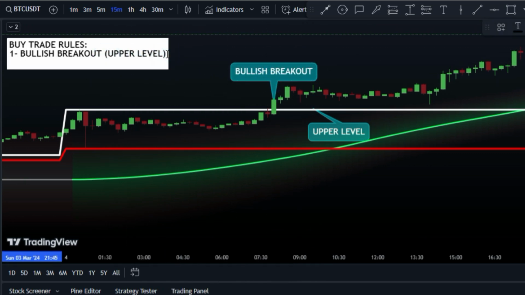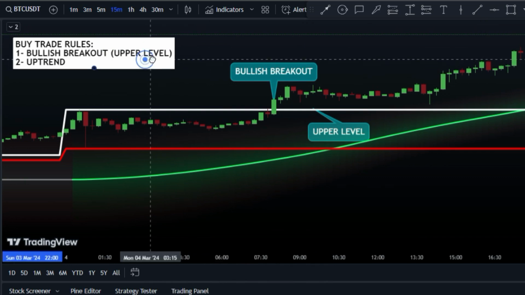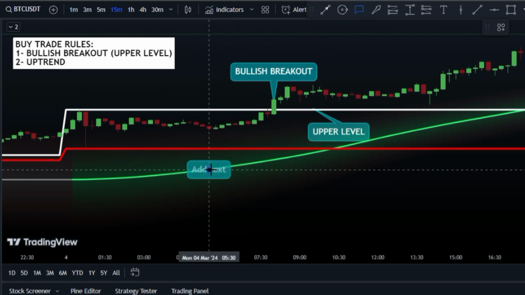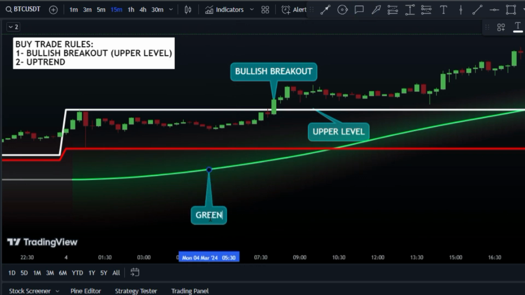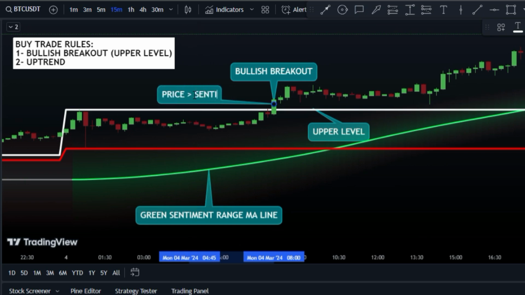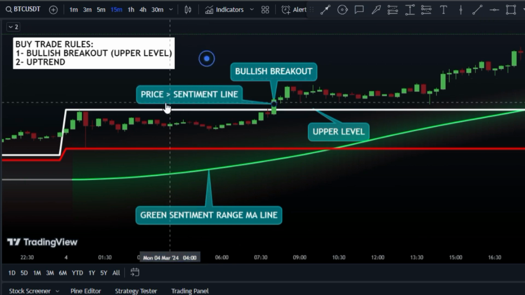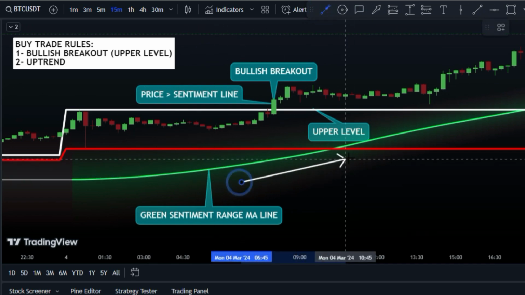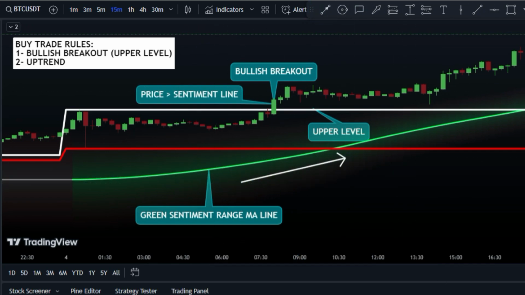It's essential to trade in the direction of the market trend. Since we're looking to enter a long trade, we must ensure that the overall market trend is upward. And to confirm this, the price should be above the green sentiment MA line. Only when both conditions are met should you proceed to open a buy position.